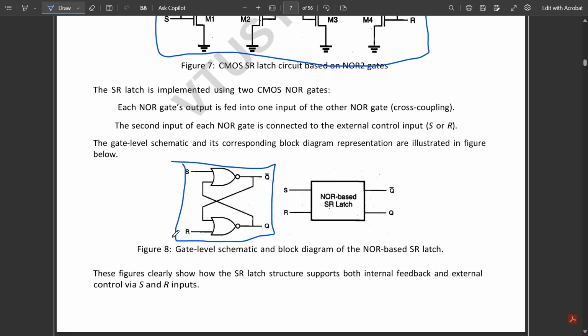This SR latch means we don't have any clock signals. We have two inputs, S and R, and Q bar and Q. Where the second input of this NOR gate is given as the output for Q, and the second input of the other NOR gate is given as the output for Q bar. Okay, it is cross coupled, and this is the simple diagram of the SR latch. Okay, NOR based SR latch.